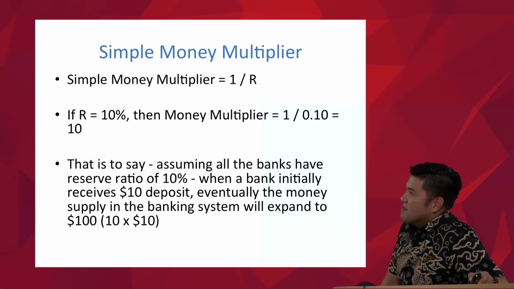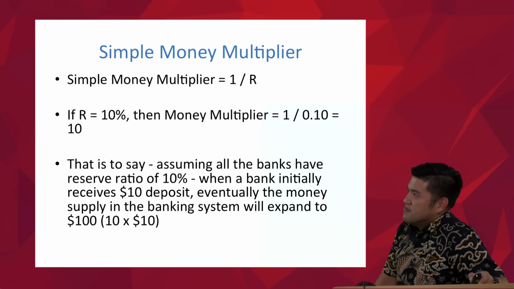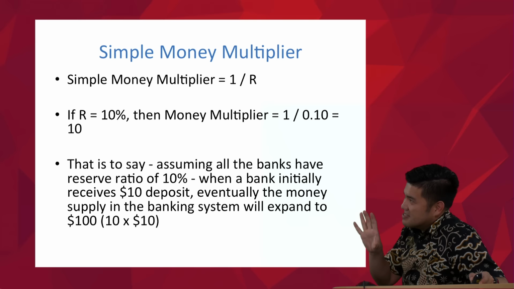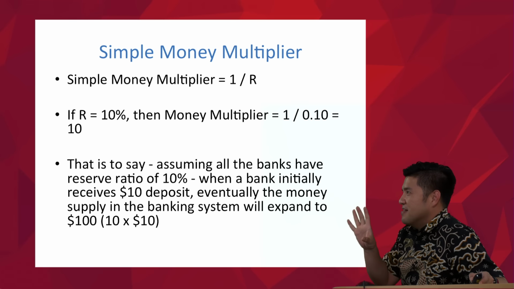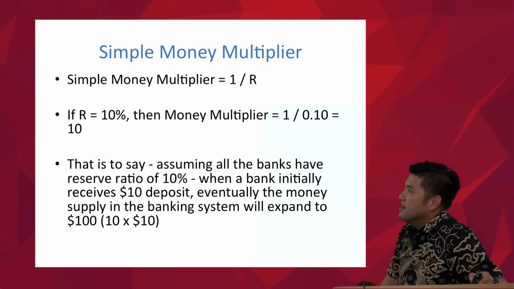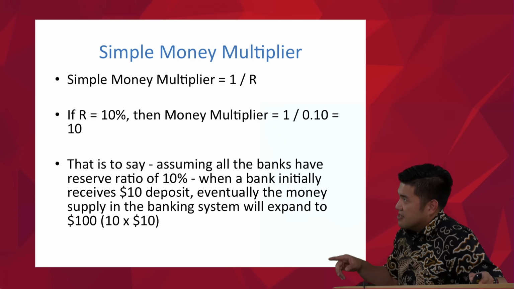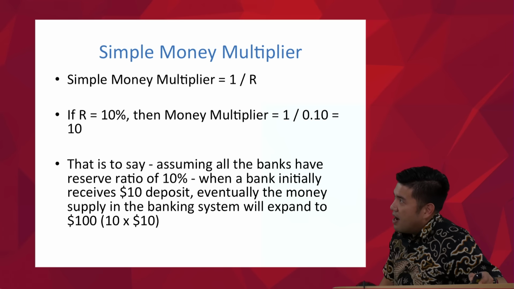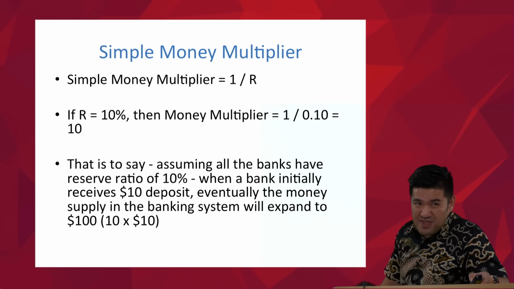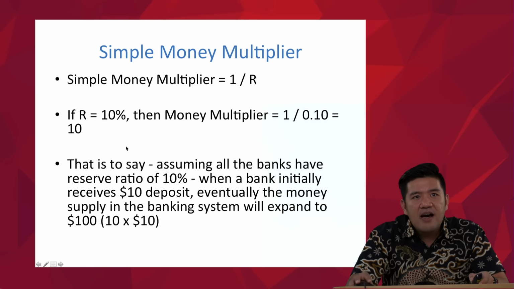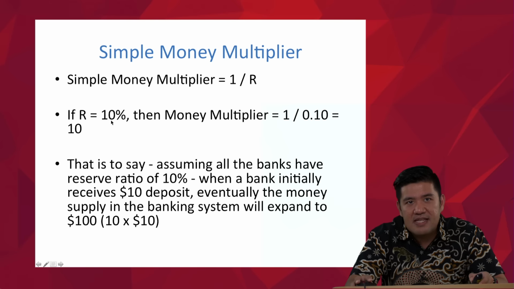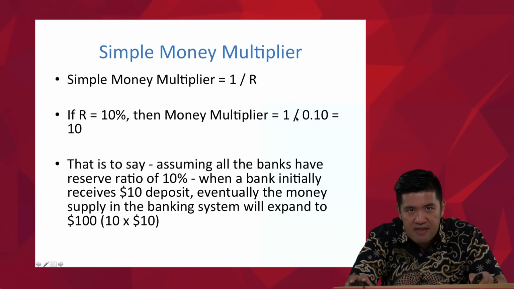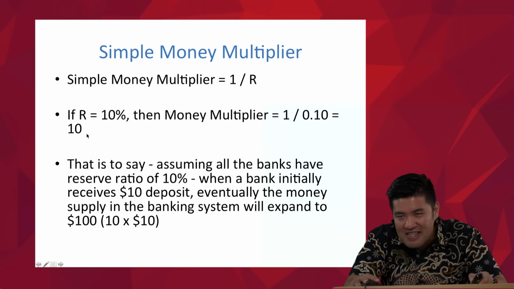The formula for money multiplier, or to be more specific, guys, this is the simplest version of money multiplier. Let's call that simple money multiplier equal to 1 divided by R. Okay, remember, R is the reserve ratio. So, if R equals 10%, the money multiplier will be 1 divided by 10%. 1 divided by 0.10 is equal to 10.